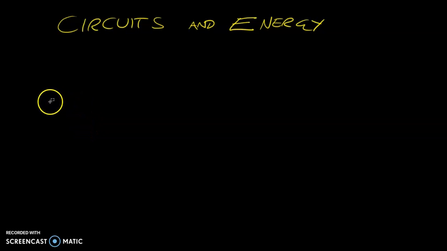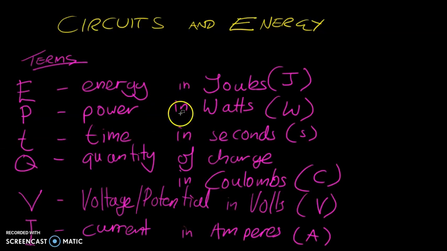We can talk a little bit about circuits and energy. To talk about circuits and energy, we need to use some terminology to identify the different values and the different bits and pieces within our circuit. So I've got some terms outlined here, and these are the key terms that we're going to be looking at. There's lots of others to cover, but these are going to be our starting point.